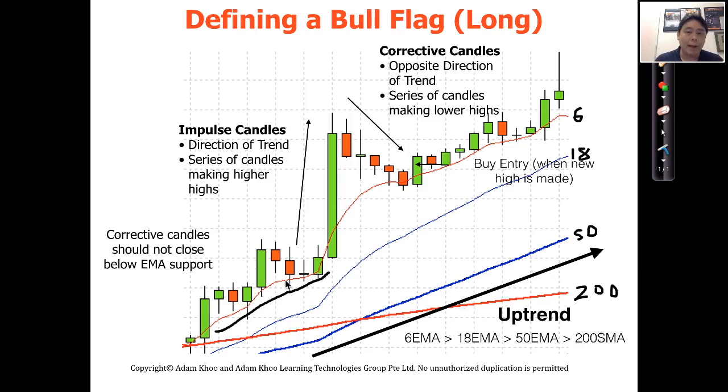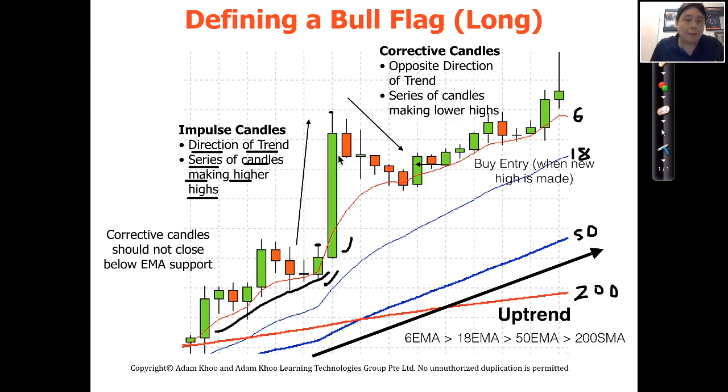So can you see the bull flag? Here's a bull flag. So these are the impulsive candles. I guess you could take this one and this one as the impulsive candles. And again, how do you know they're the impulsive candles? When you see it going up, making higher highs. You can see this high and this high, making higher highs. So these are the impulsive candles. Again, these are candles in the direction of the trend, a series of candles making higher highs.